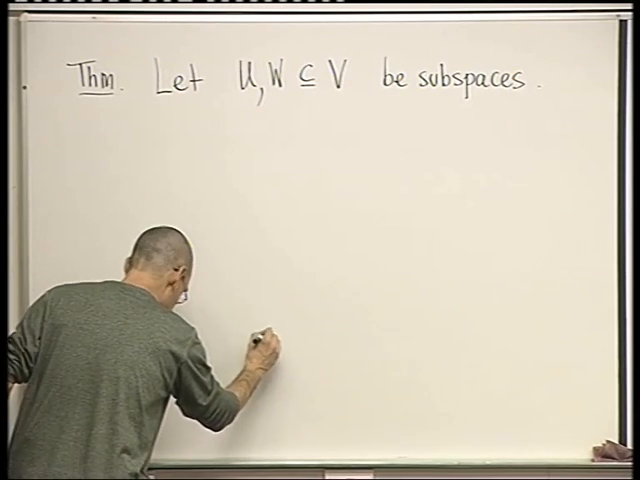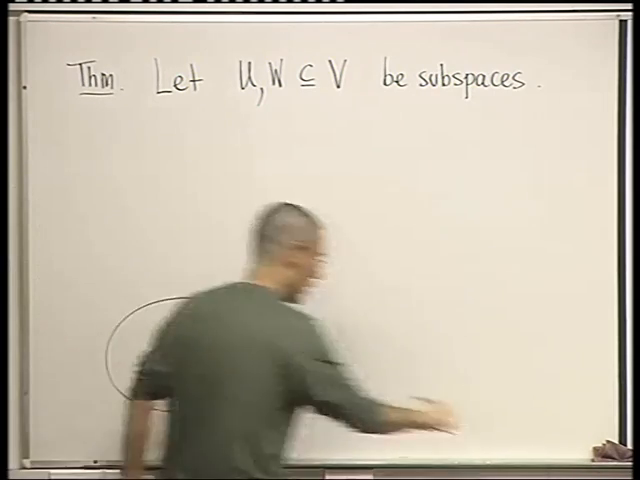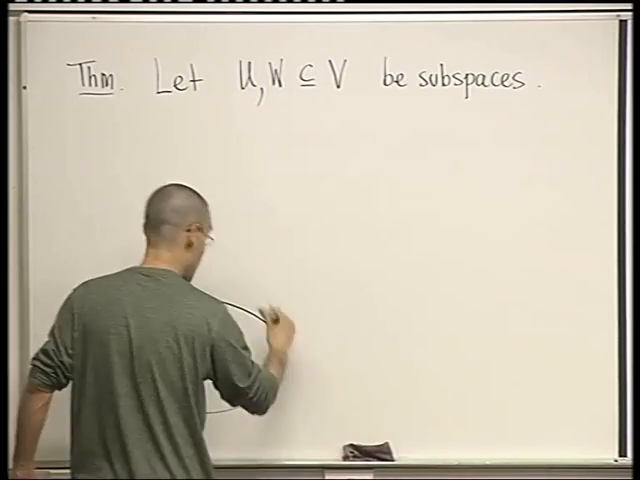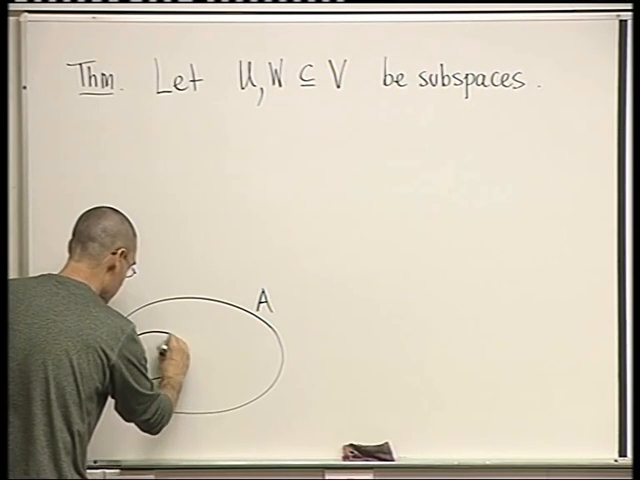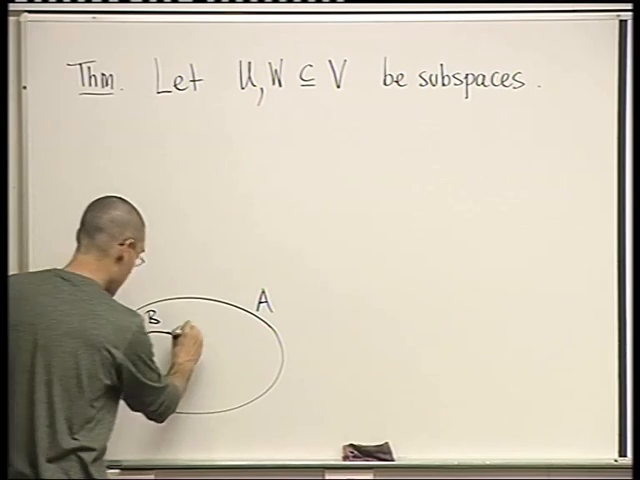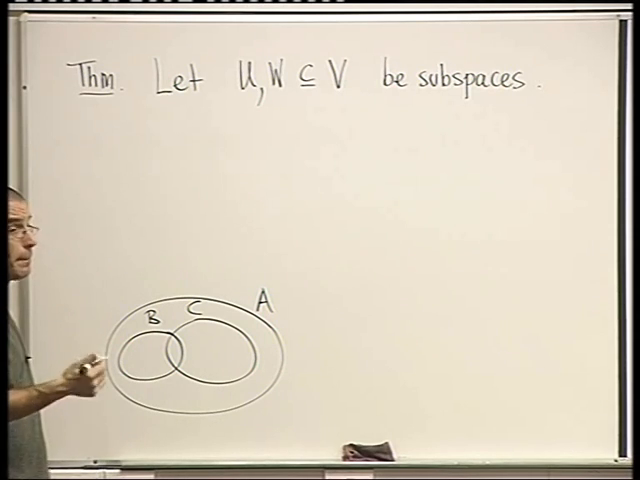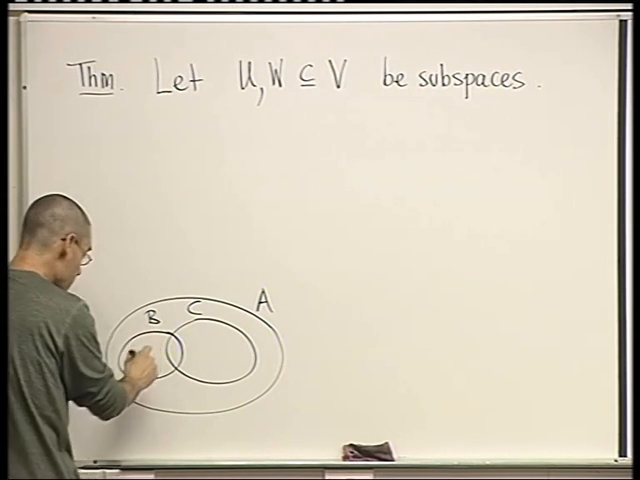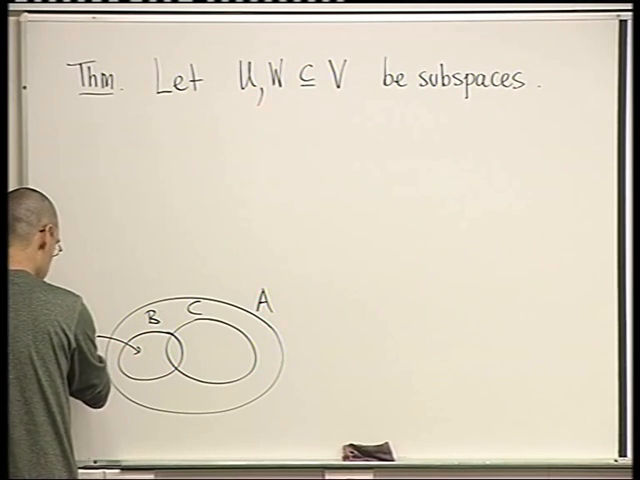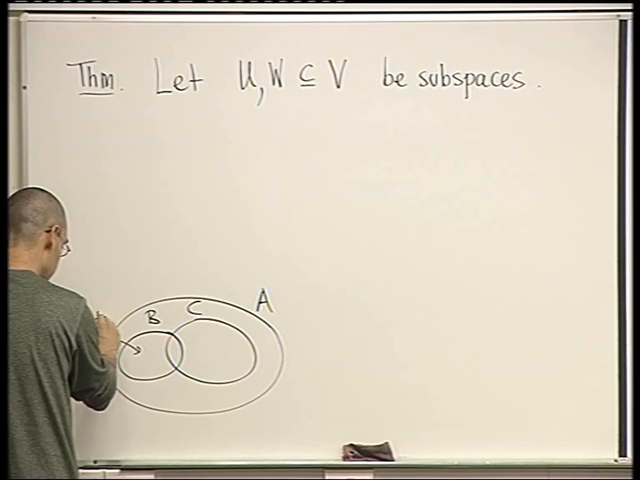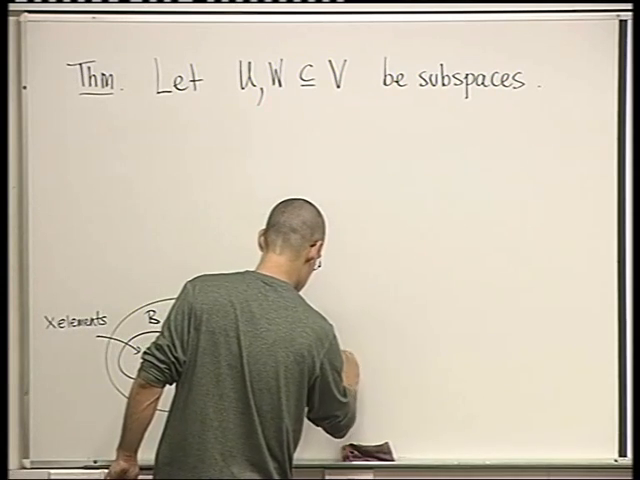So suppose we have a big set. Let's call it A as a set. And suppose we have two subsets here. This is the subset B, and here we have a subset C. Now we're just thinking of the number of elements. Suppose B has X elements, and C has, let's say, Y elements.